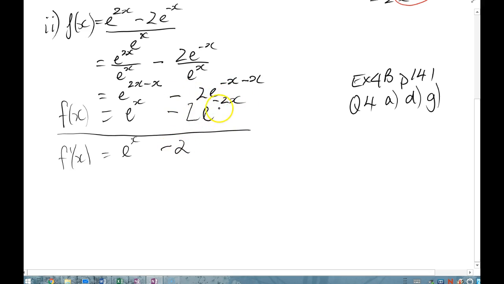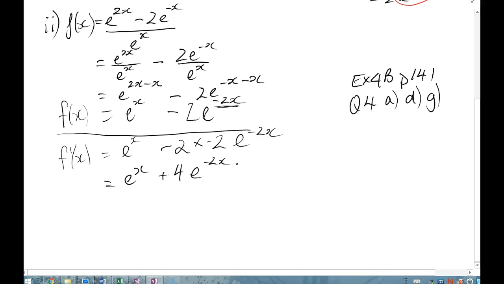And then I look at the function index here. It's negative 2x. Differentiation of negative 2x is negative 2. So that negative 2 will come out the front. And then it will be e to the negative 2x. And now I just need to tidy all of that up. So it's e to the x. Minus 2 times minus 2 becomes positive 4. And then I have e to the negative 2x.